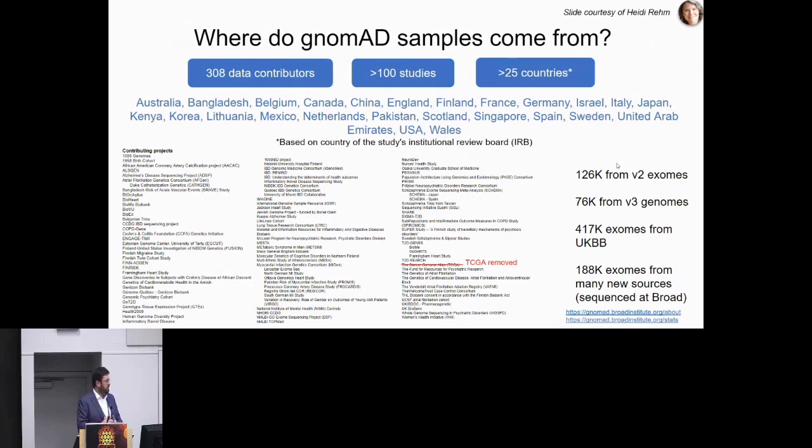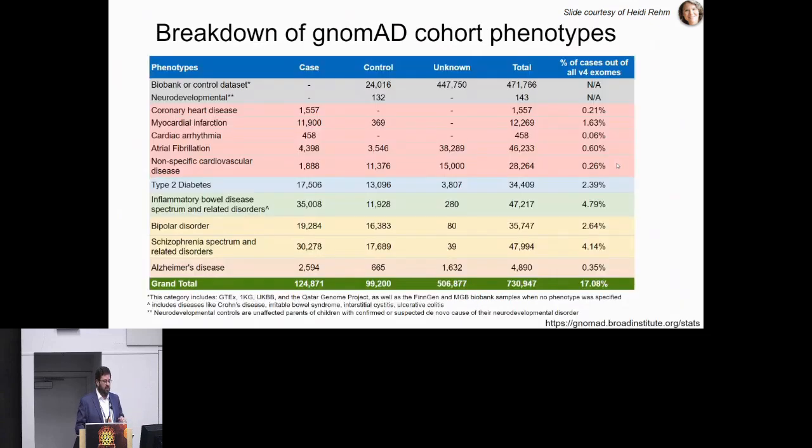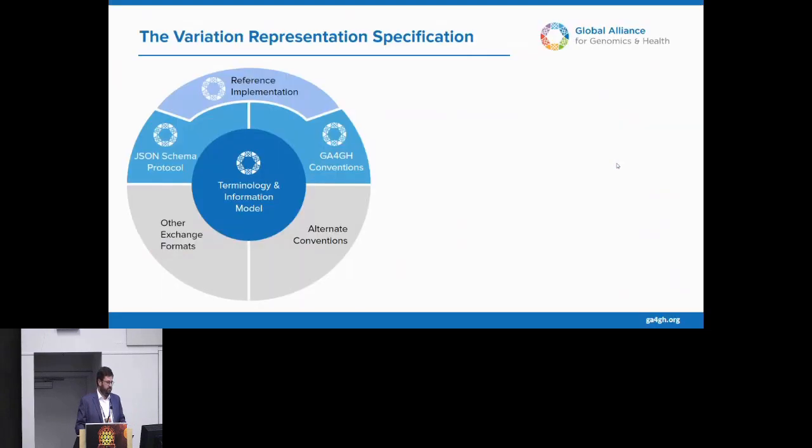So a bit about gnomAD. gnomAD is a very large aggregative database of genomes and exomes, and these come from a variety of different resources. Shown here are all the different projects associated with it. It's well over 100 studies, over 300 data contributors across 25 different countries, and in total, over 730,000 exomes and genomes. So it's quite large. There's a lot of data in here, and that helps us think about how we apply these standards at scale.